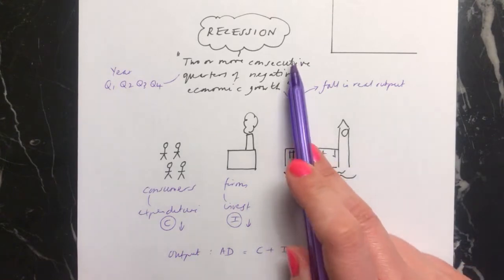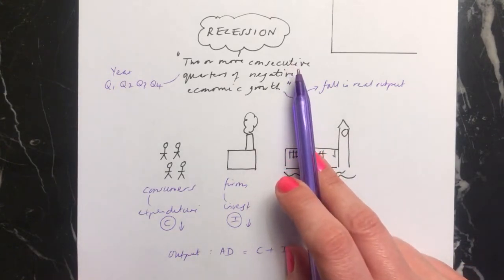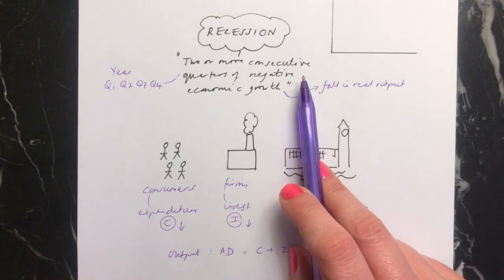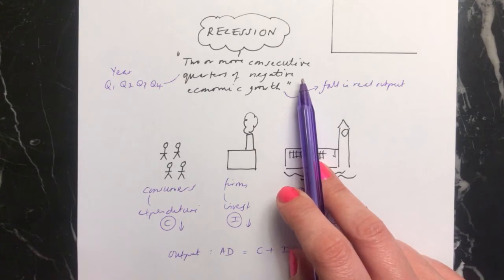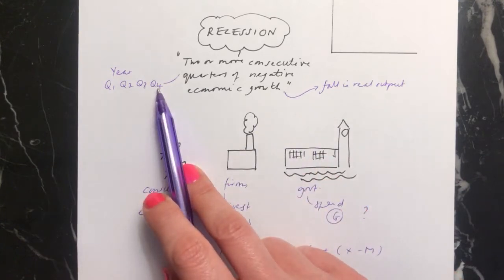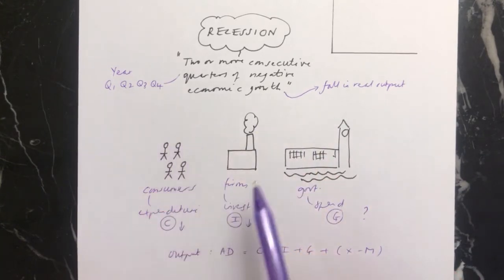Remember that overall, a recession means that you have 2 or more consecutive quarters of negative economic growth. So that means that your real output is falling for 2 or more quarters in a row in a year, or going from one year into another year in a row. So it could be quarter 4 of this year and quarter 1 of the next year. Both of those times your output's falling.